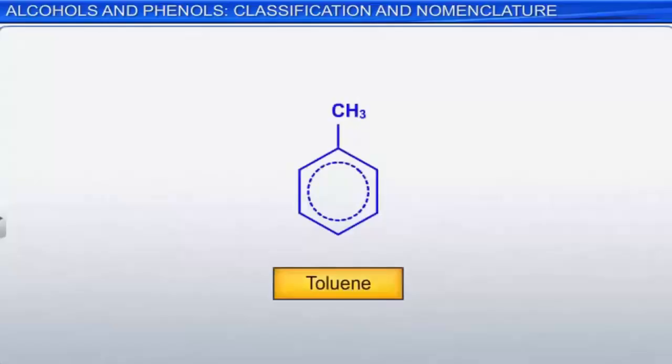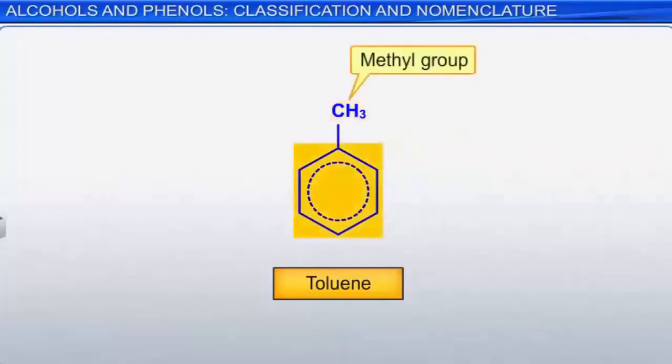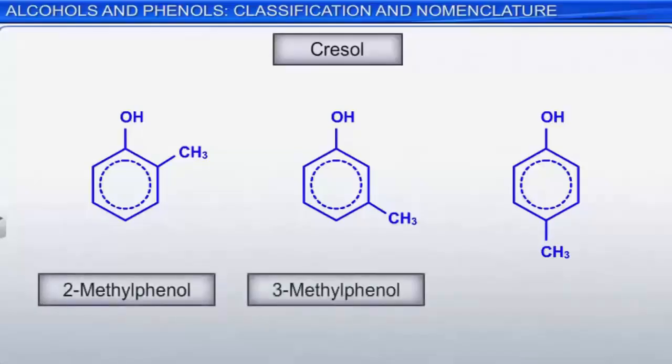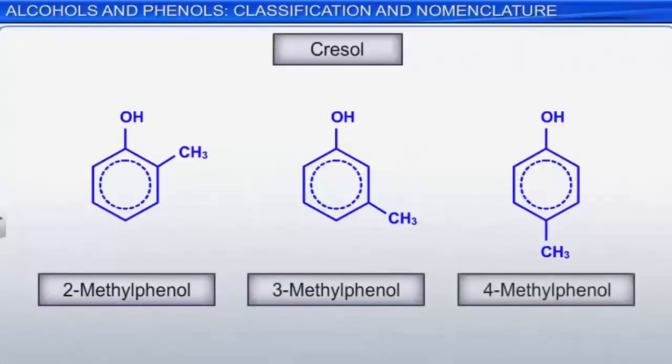Toluene is an important benzene derivative. It has 1 methyl group attached to the aromatic ring. Cresol is the name for toluene molecules that have 1 hydroxyl group in addition to the methyl group. There are actually 3 isomers for cresol. The isomers for cresol can be named as phenol derivatives 2-methylphenol, 3-methylphenol, and 4-methylphenol.